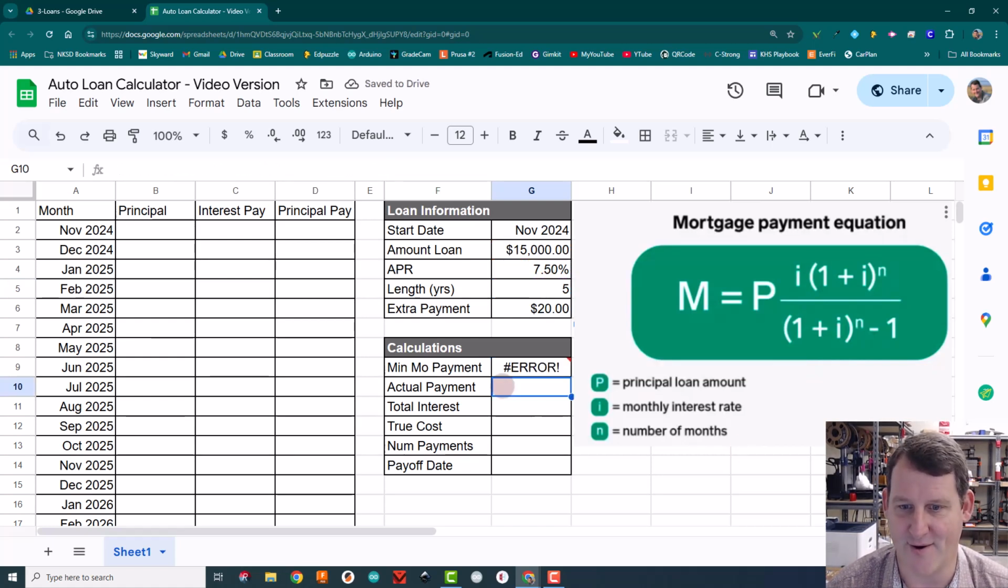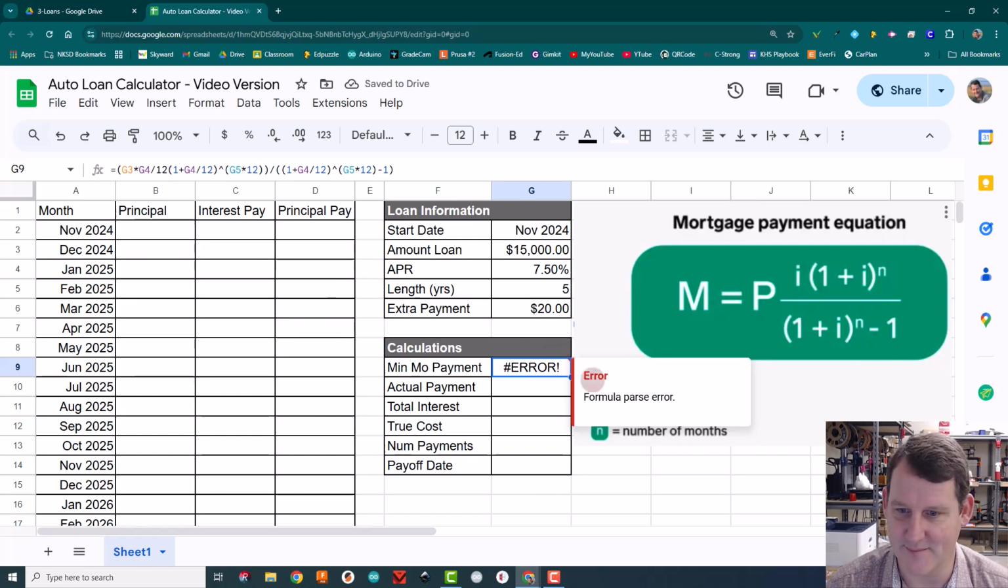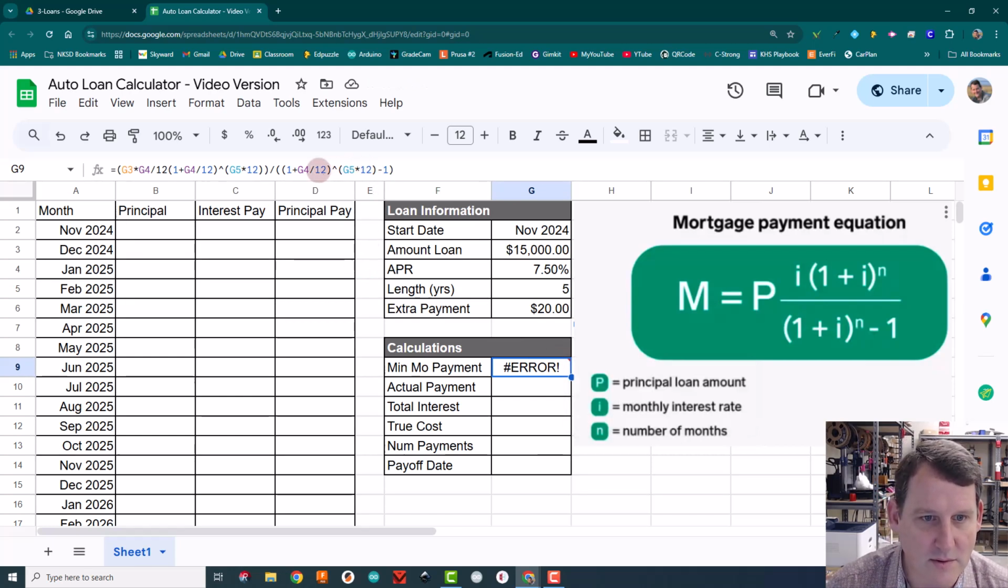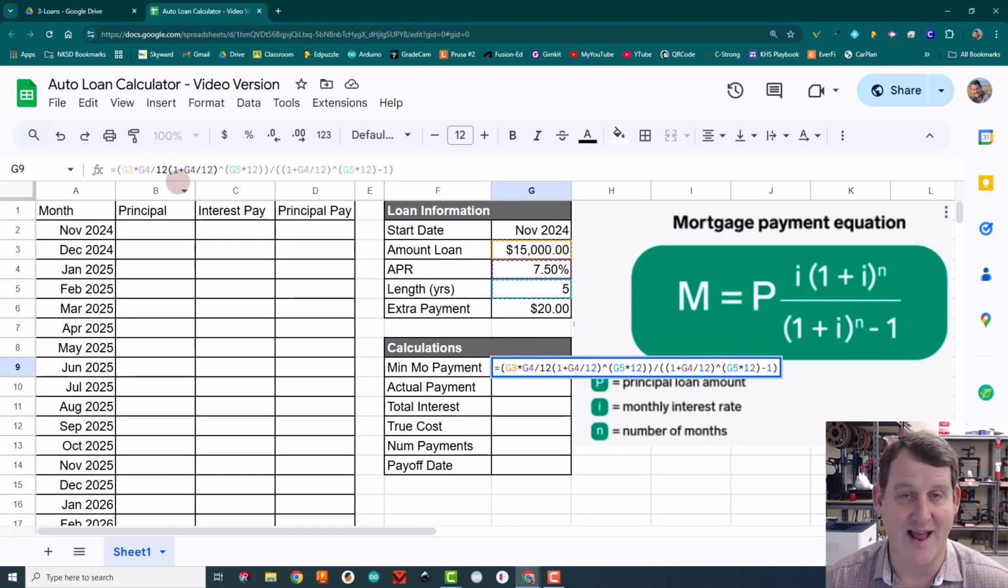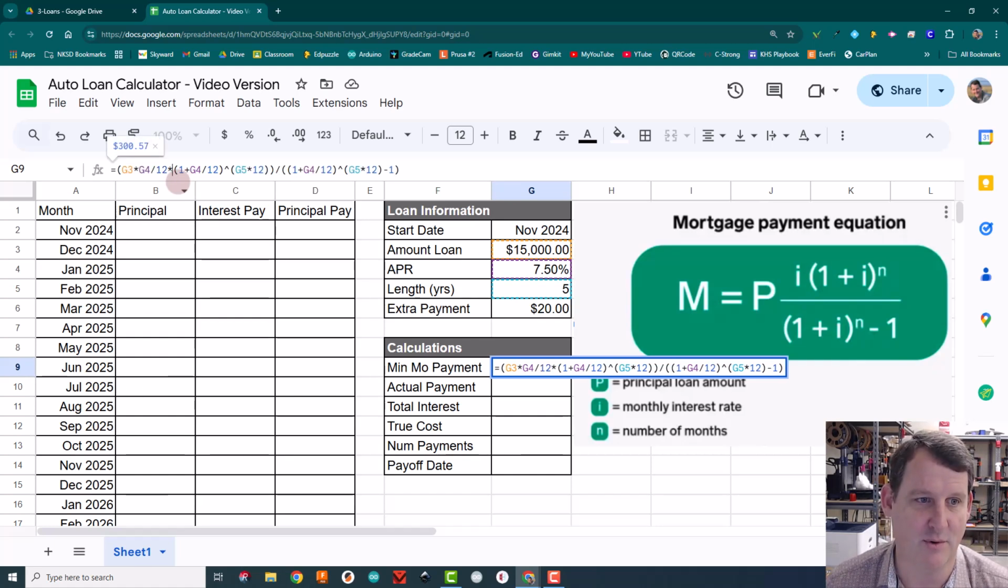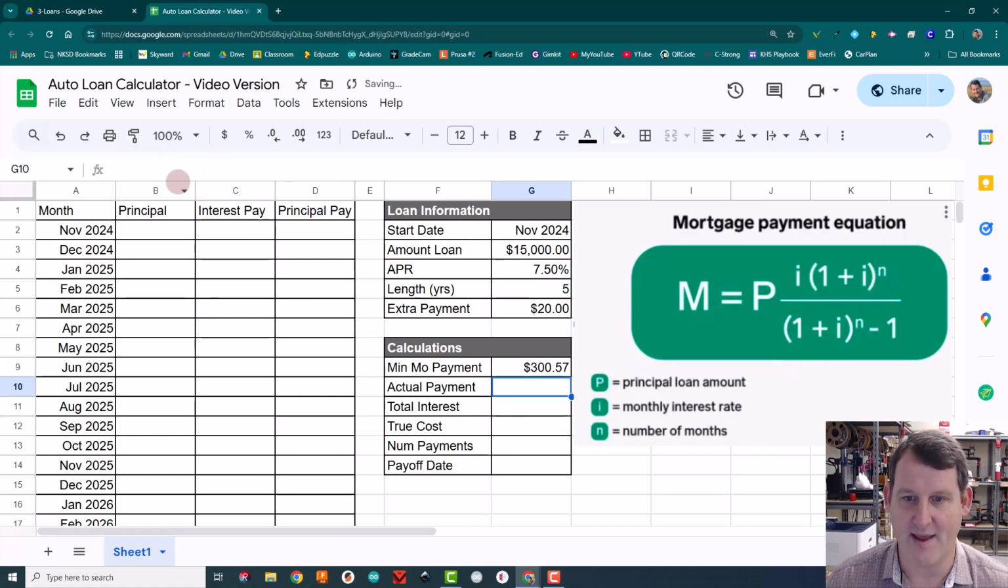Oops, we got an error. Let me figure out the error real quick. All right, I found the error. It was pretty quick to find, actually. This G4 divided by 12 needs to be multiplied by the next thing. Putting it next to a parenthesis means multiplying, but not in a spreadsheet. You have to be explicit. I need to put a multiply sign right there. And let's see if that solves it. Hey, and that's about right. $300 a month for a $15,000 5-year car loan. So I feel good about that calculation.